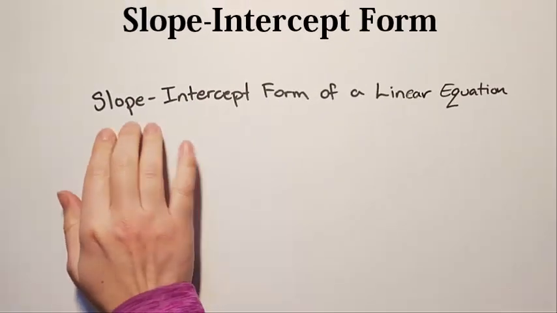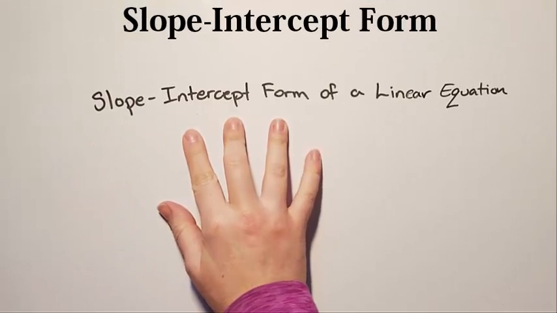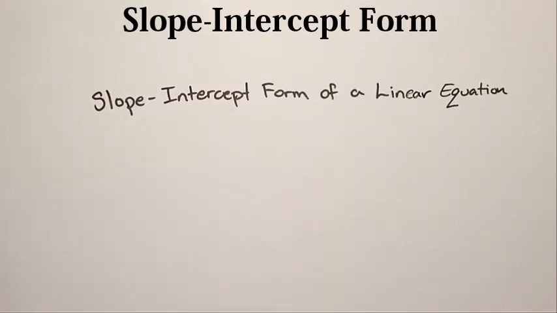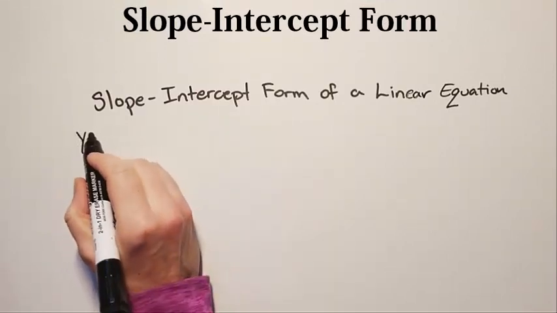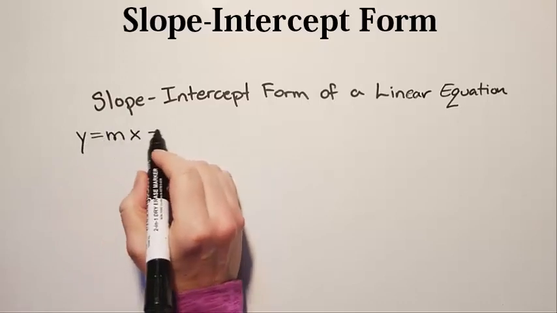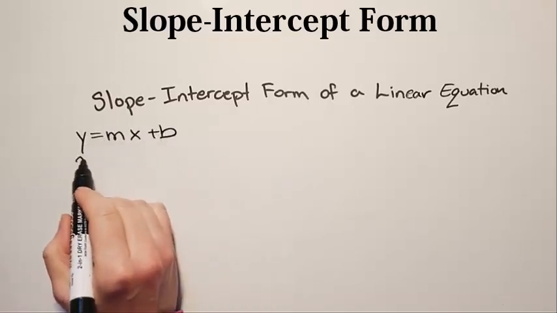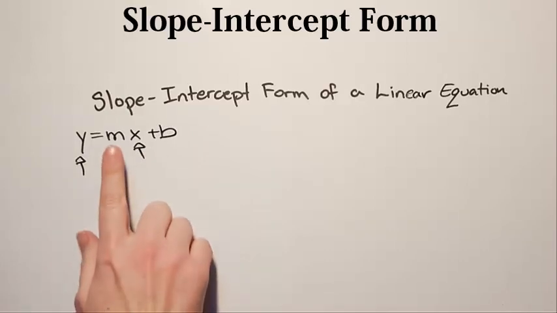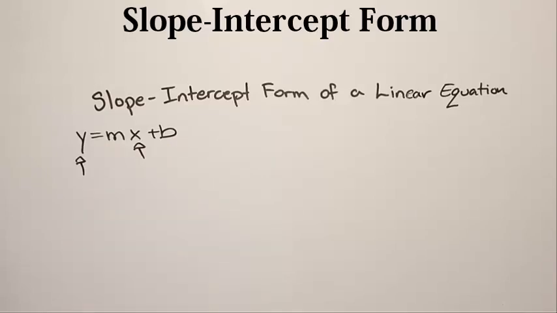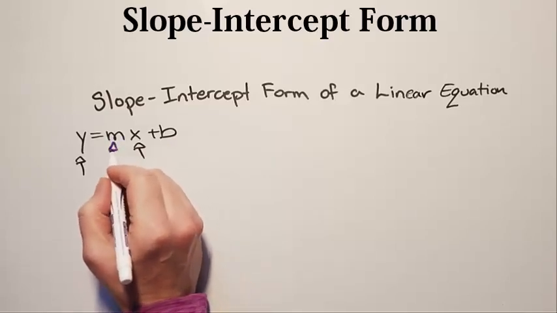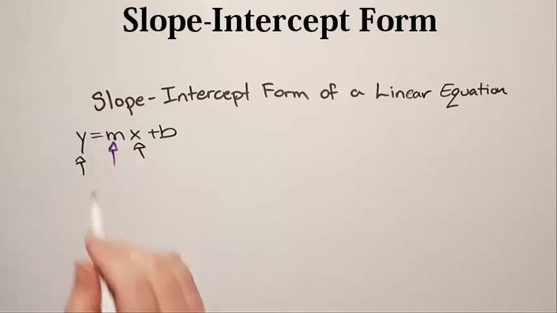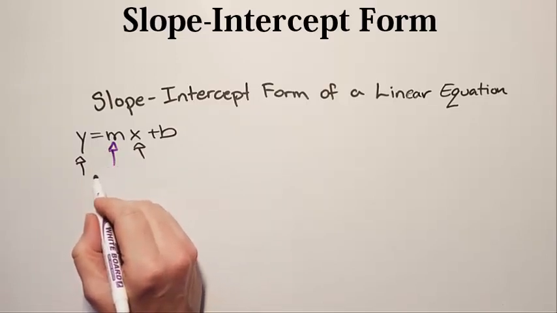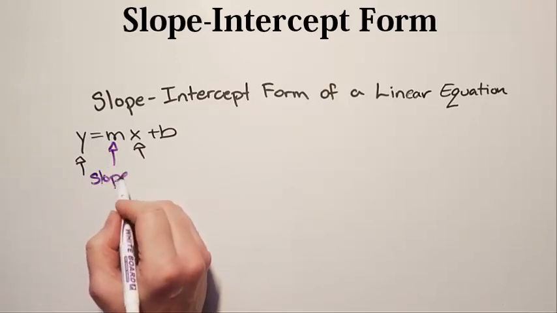Now we're going to go over what the slope-intercept form of a linear equation looks like. You may already be familiar with it. It is the equation y equals mx plus b. Y and x will remain as y and x the entire time. The only variables that change are our m and our b. You should already be familiar with m. We've talked about m in a few lessons. You'll remember that m is the variable that we use to represent slope.